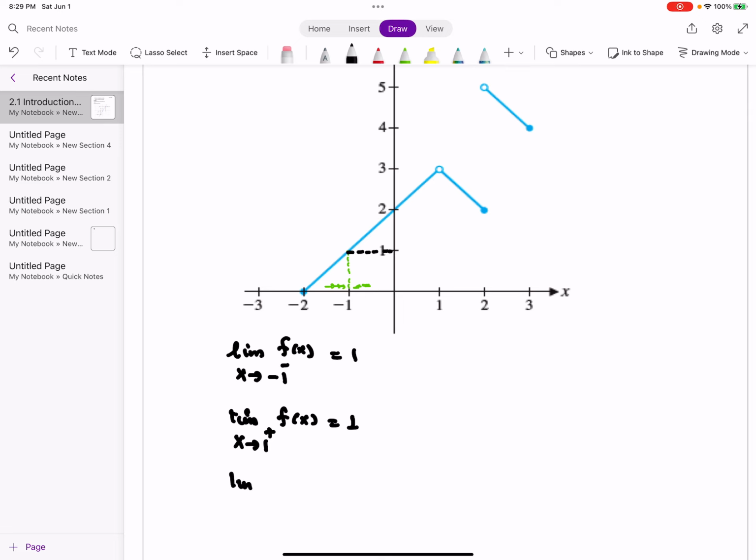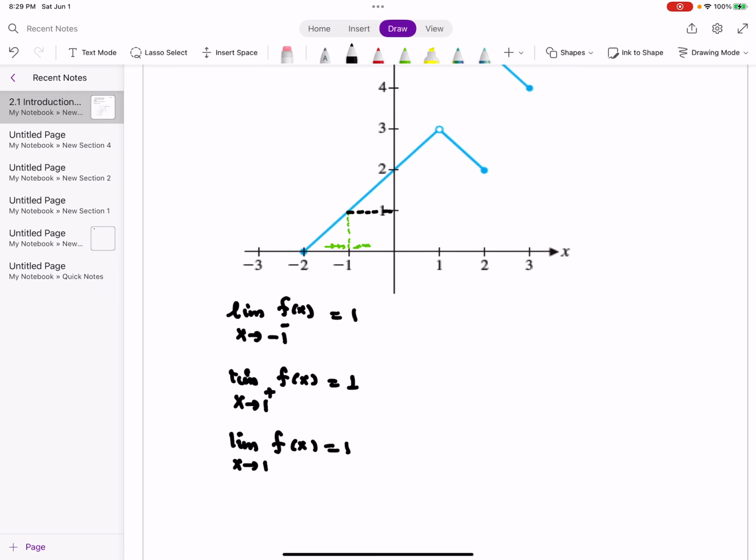Limit of x approaches -1 of f of x is 1, because the left side is the same as the right side. Then you can put it without any plus or minus, which is 1. And the function value at this point, at -1, is equal to 1. So the function is continuous.